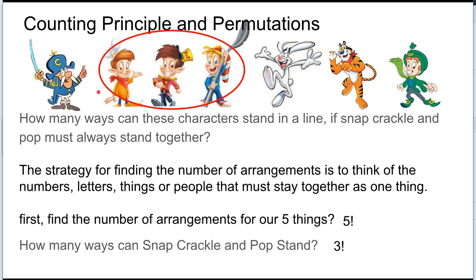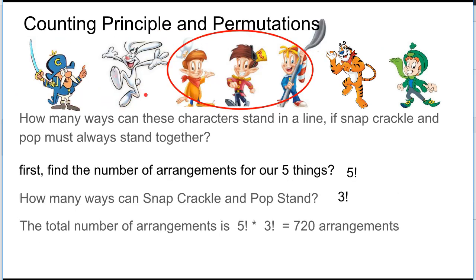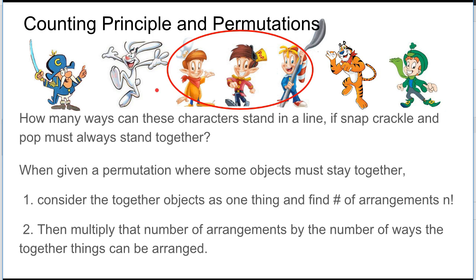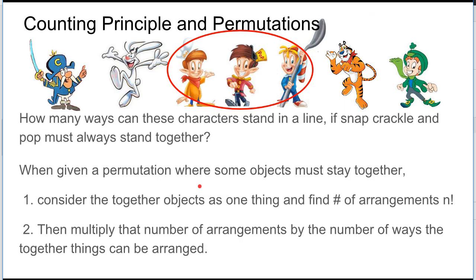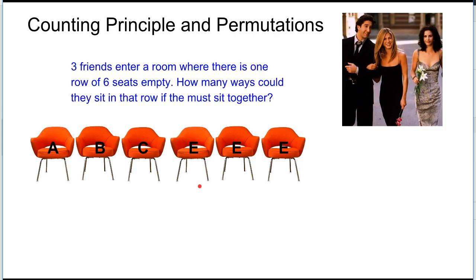So what happens is that when you get a problem like this and things got to be together, think about the together things as being one thing, and then find out how many different ways they can be arranged. But then you got to multiply it times the number of ways the together things can be arranged. All right, so let's take a look at this.